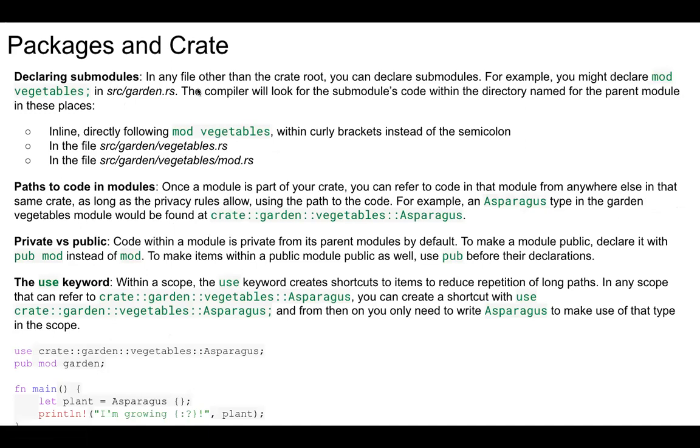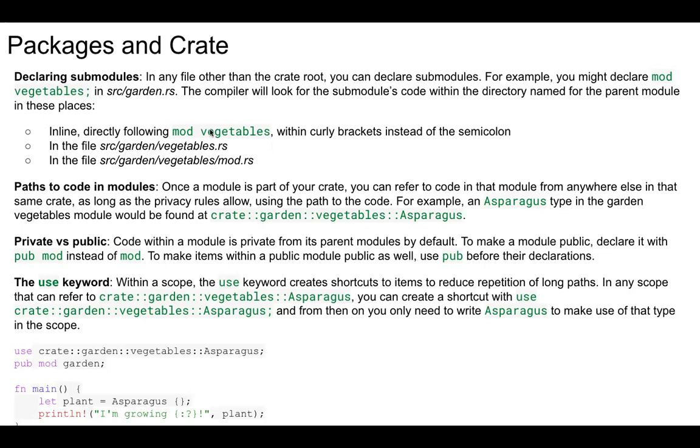One module can have another module also. It can have submodules, okay? In any other file, other than the crate root, you can declare submodules also. So say, for example, in garden, you can have vegetables, okay? And that will be declared in this file, garden.rs.